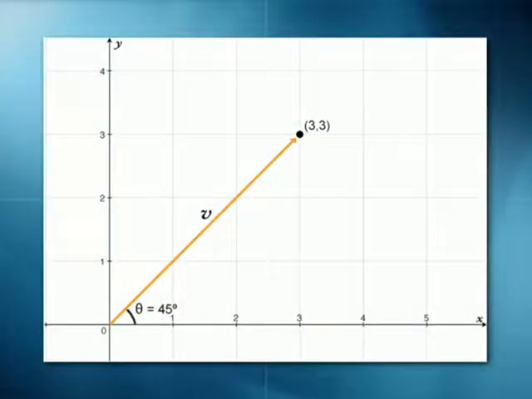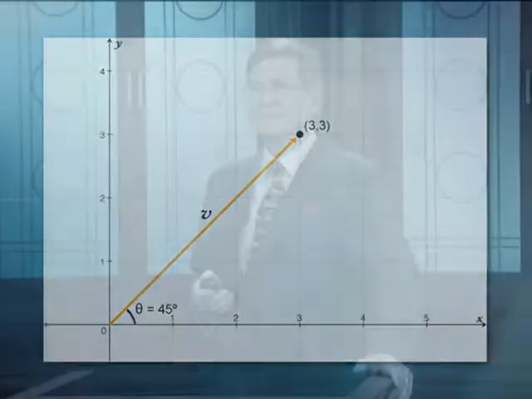Here's a picture of our vector v making the 45-degree angle, and it ends up at 3, 3, and we described it using the length and the angle. Okay, good.